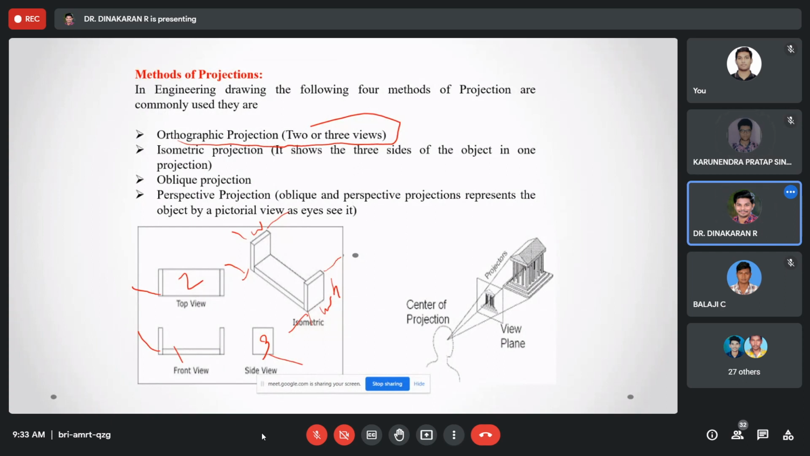Orthographic. Yes, orthographic. I told you, orthographic means more than two views. There is a slide also that mentions it. So isometric means the combination of all three on one common image projection. You see, this is the front view, top view, and side view. This combination looks like 3D. That is the isometric projection. Okay, any doubt on isometric and orthographic?